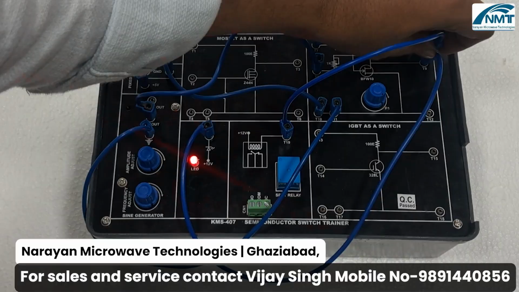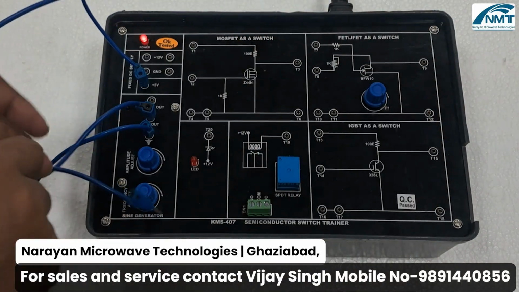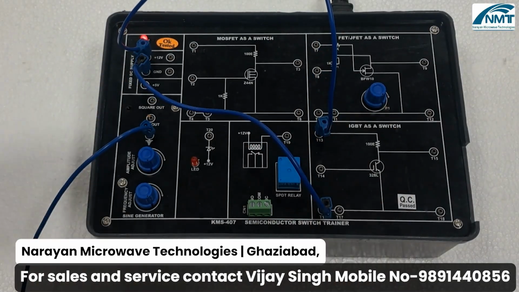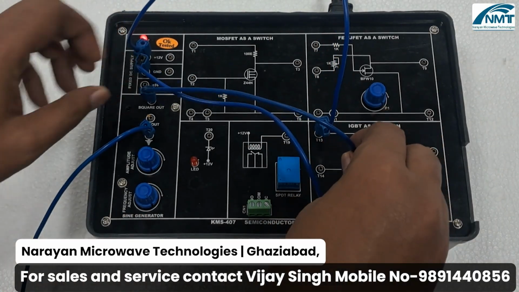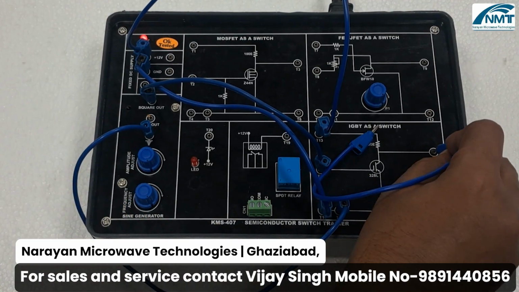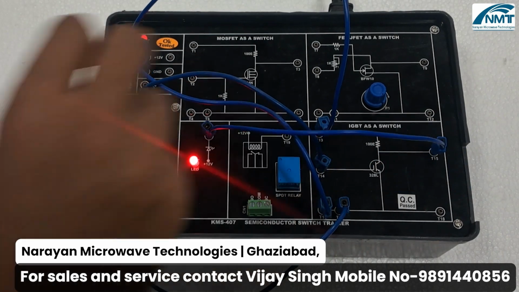This is for FET. And the third one, which is IGBT as a switch. For IGBT, plus 12 volt to T13, ground to T6. Here you have to give the square to T14 and output T17. Here also you can give the output of IGBT to the LED.